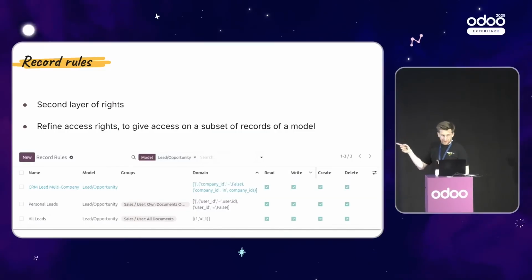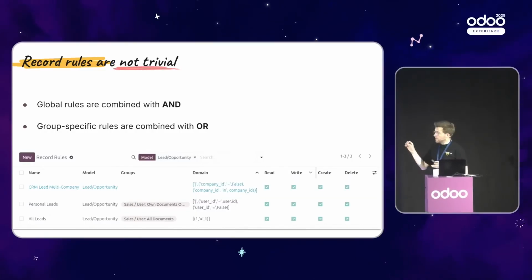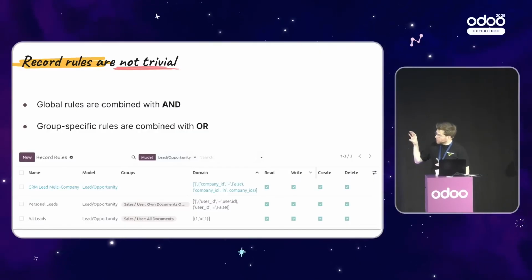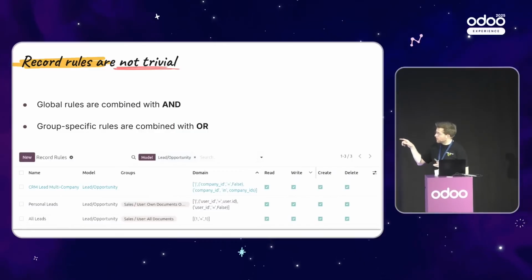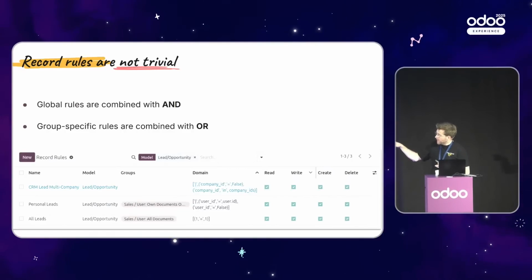And then there is that blue one on the top. What is that blue one? It's a global rule. It's a rule which has no groups. It means that it's applied to everyone. And what is complicated about those record rules is that the global rules are applied with the AND, and the group rules are applied with the OR. Which means in this case, if you are a salesman, it's all the leads of your own company and my own leads. If I am an administrator, it's all the leads of my company and the leads I am assigned on, or all the leads.